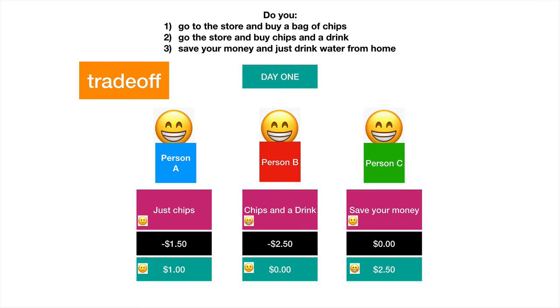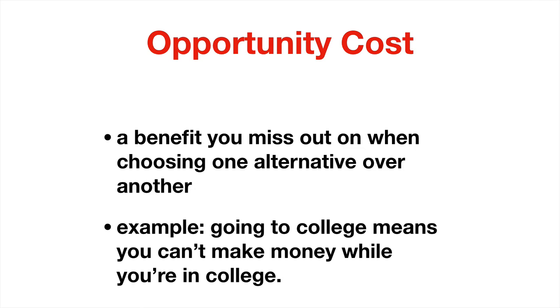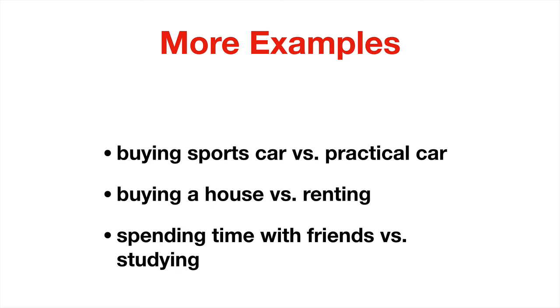This is a trade-off. You're choosing to be happy about one thing while being a little sad about another thing. This is what's known as opportunity cost. It's a benefit you miss out on when choosing one alternative over another. For example, going to college means you can't make money while you're in college. Although you might make more money later, as of right now, you're making less, and that's the cost of going to college. Some other examples might include buying a sports car versus a practical car, buying a house versus renting, spending time with friends versus studying. All of these things might make us happy or sad, depending on which one we choose.